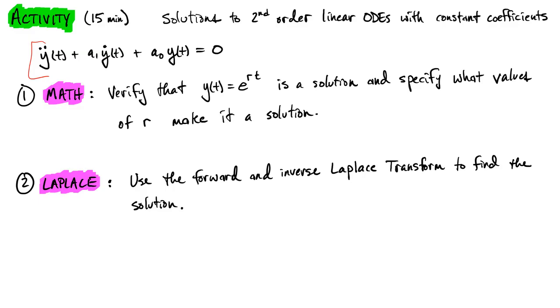So we're going to verify that this solution type is indeed a solution, and then we're going to identify what values of r will make it a solution. So there are going to be some contingencies to make this a solution.